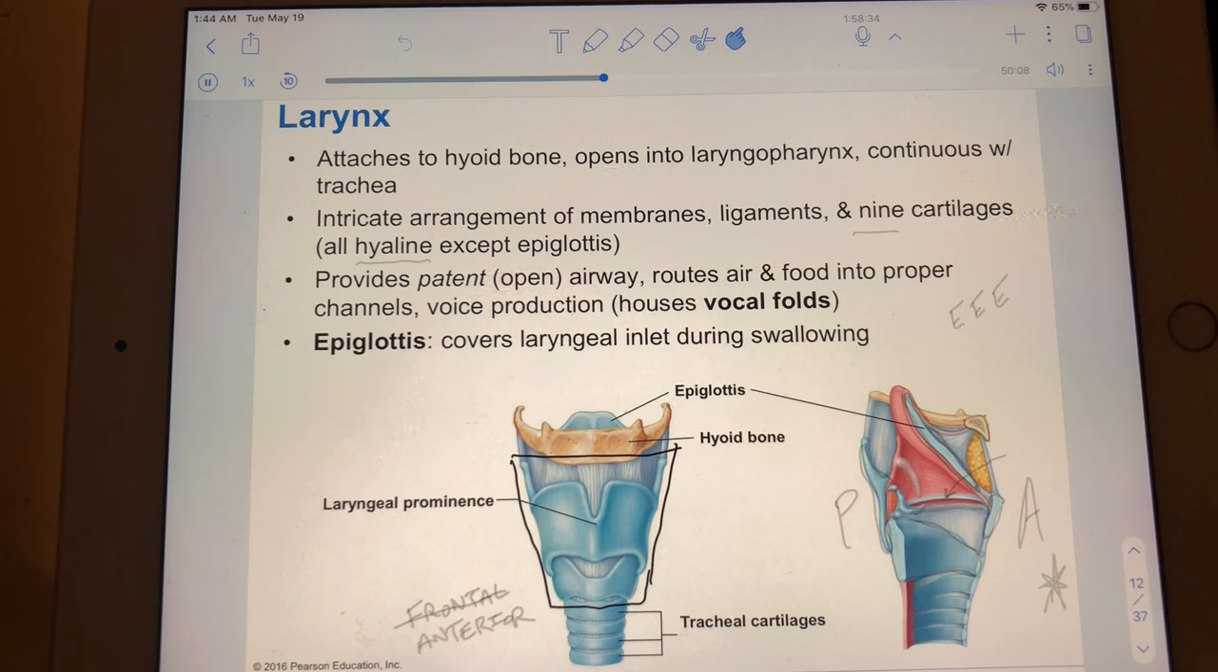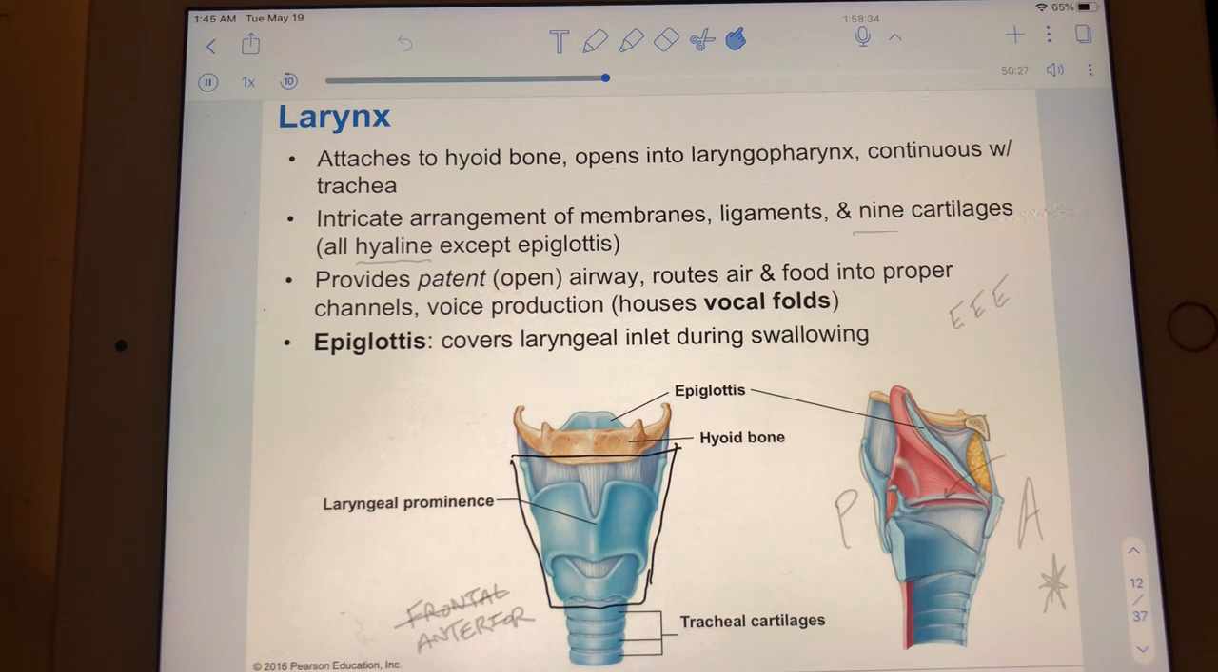Notice that what helps to suspend it is the hyoid bone. Single bone, not paired. It's the only bone in our body that doesn't articulate with the rest of the endoskeleton. And it also helps to support the tongue. But now we can see, oh yeah, it also helps support the larynx. And the larynx is a very reinforced box. But what it's reinforced with is cartilage.